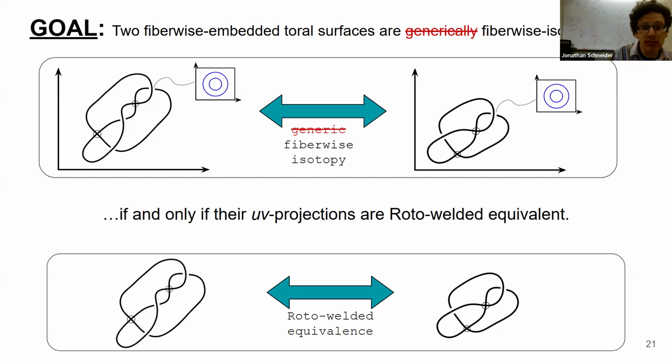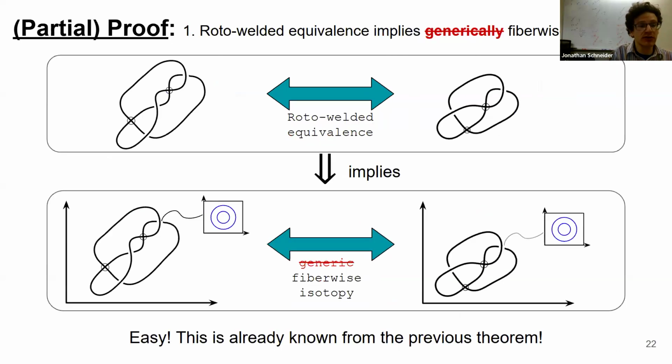Let's look at some examples of non-generic motion of a torus in force space, of a fiber-wise embedded torus. Before I show you those examples, though, let's just set up the proof of this goal here. Let's suppose, first of all, that I've got two knot diagrams, and I know that they're roto-welded equivalent because I know all the Reidemeister moves from one to the other.